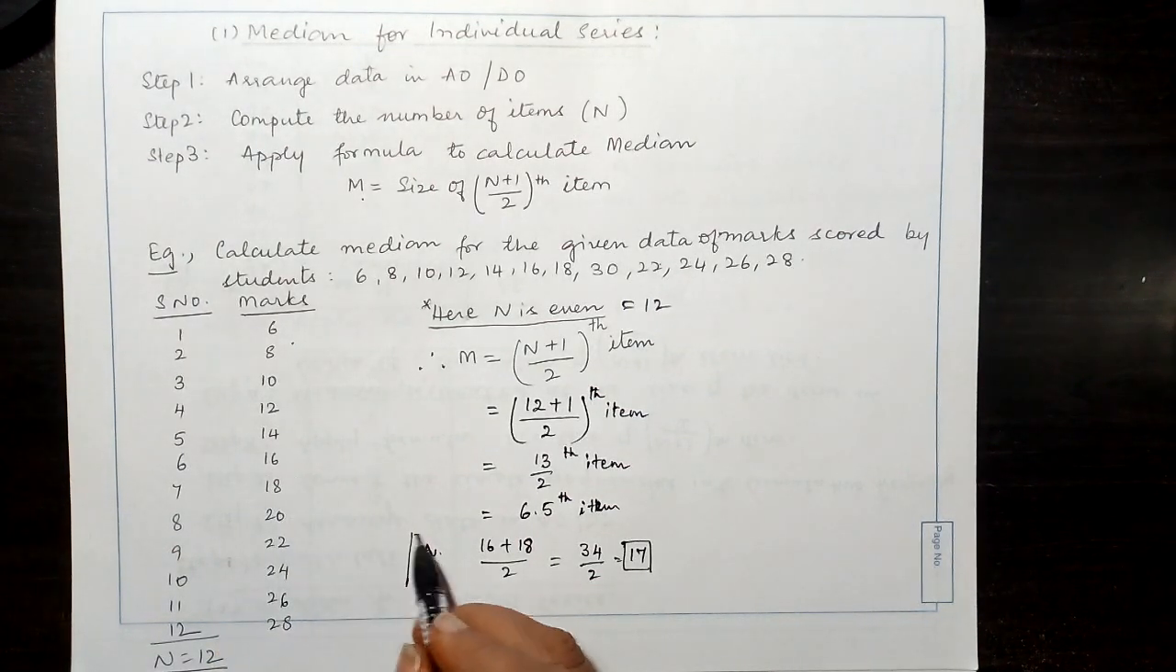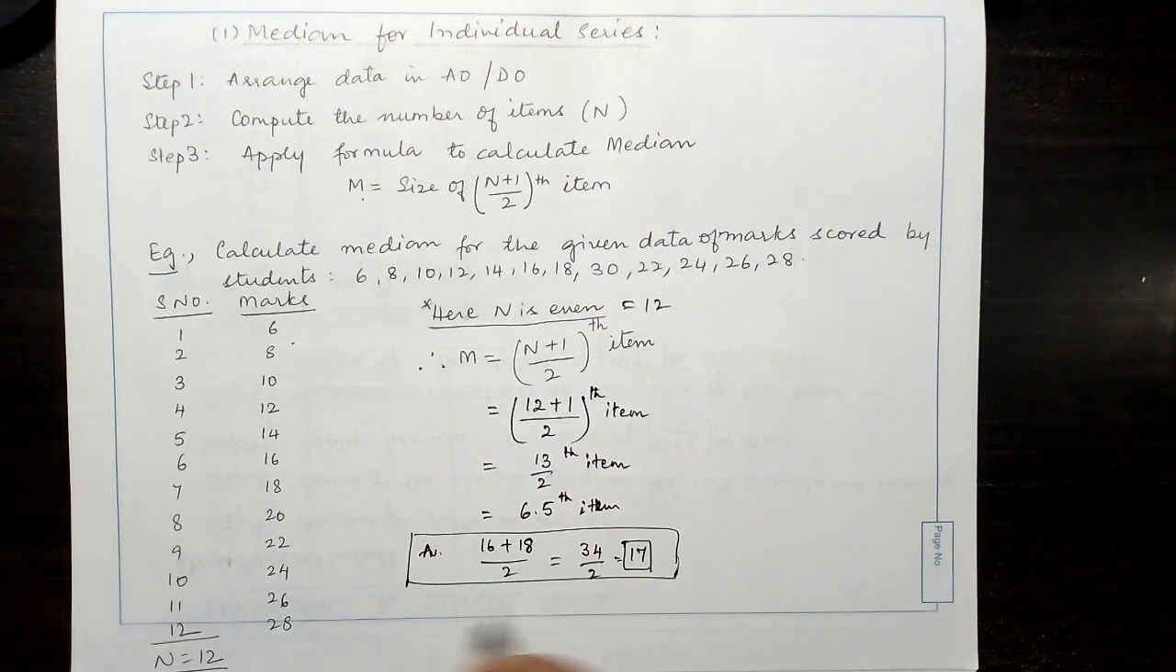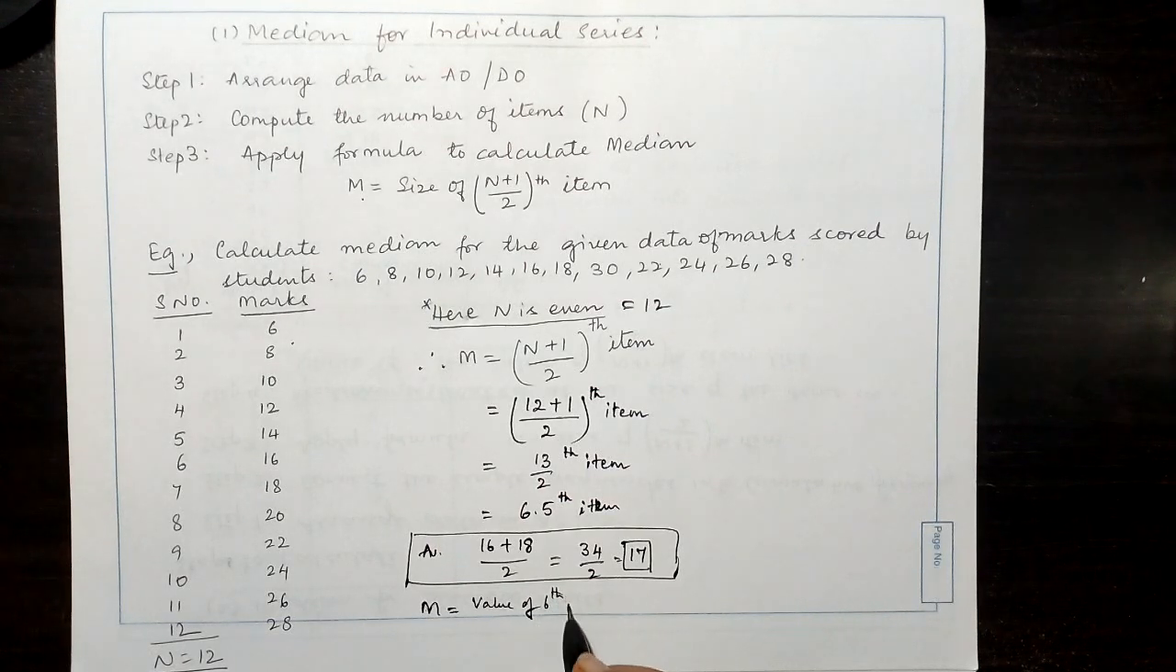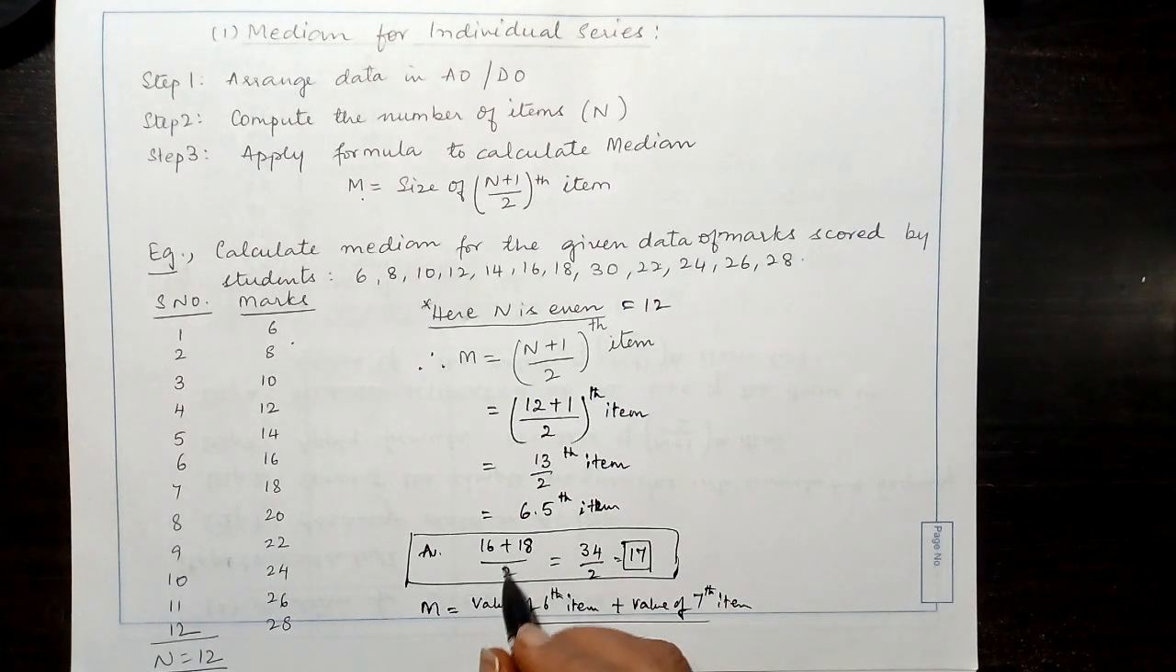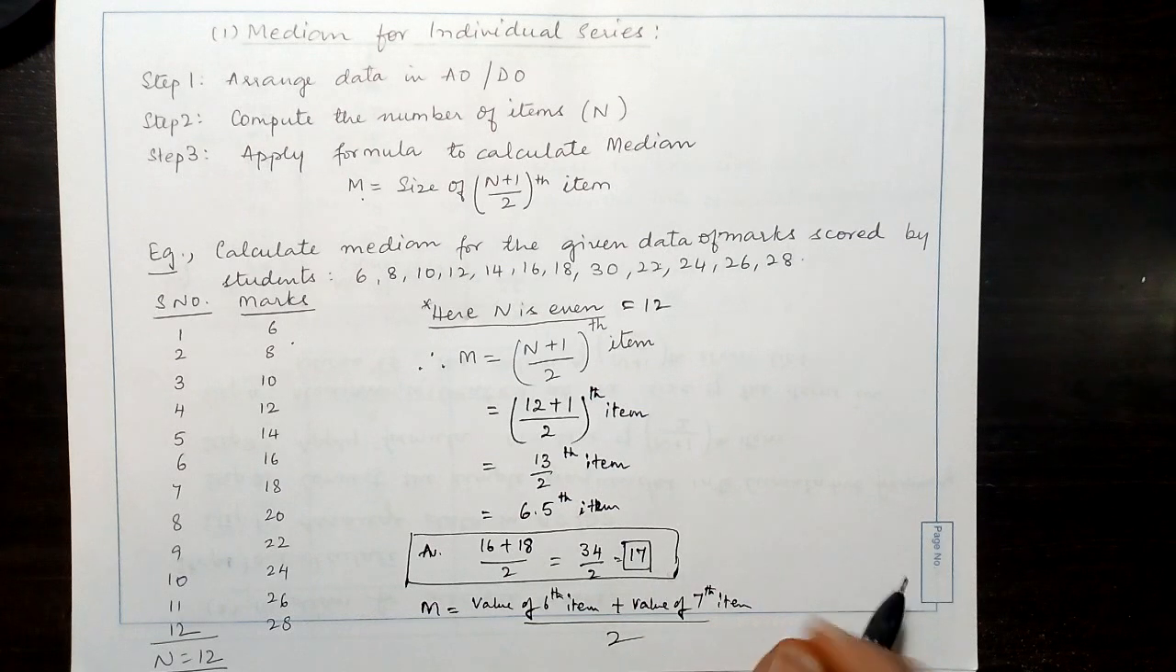So how are you going to present this? You will write median is equal to value of 6th item plus value of 7th item, and then divided by 2. Since it is an average, we will be dividing it by 2. And then now we can write 16 plus 18 by 2 is equal to 17. So that is how we will write.